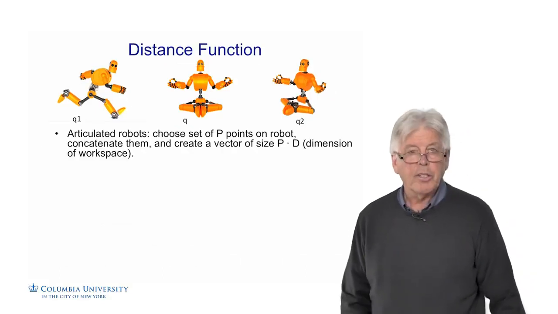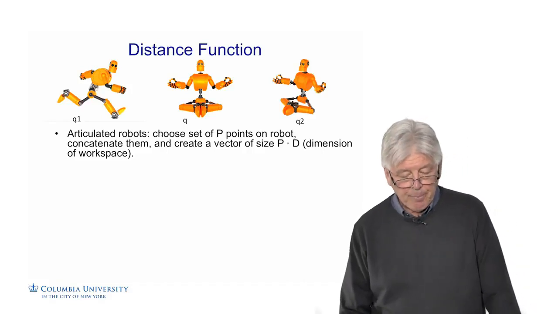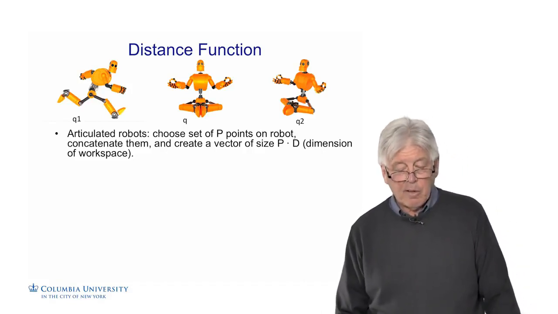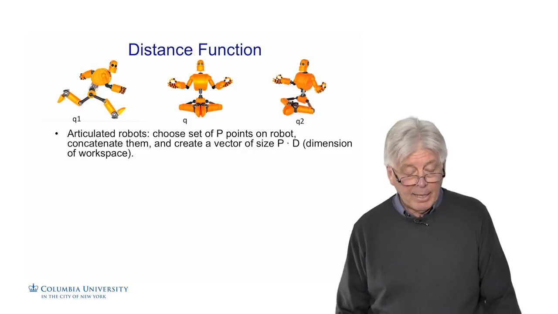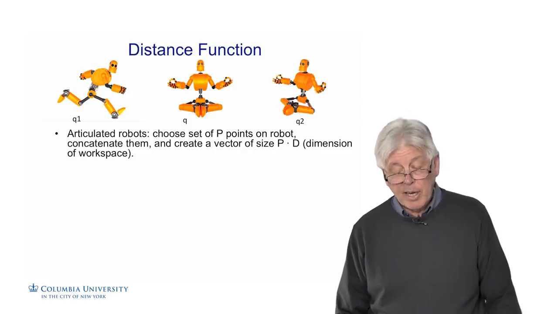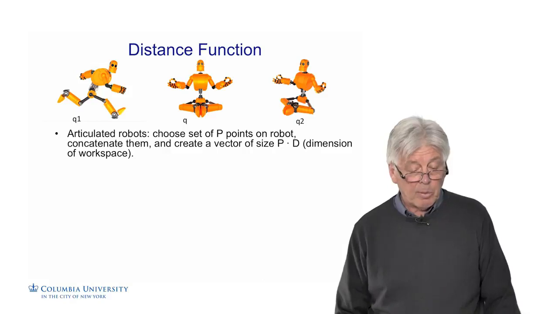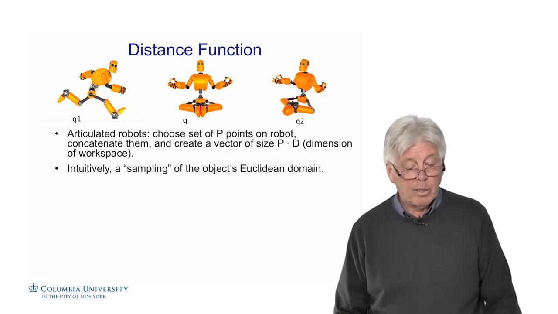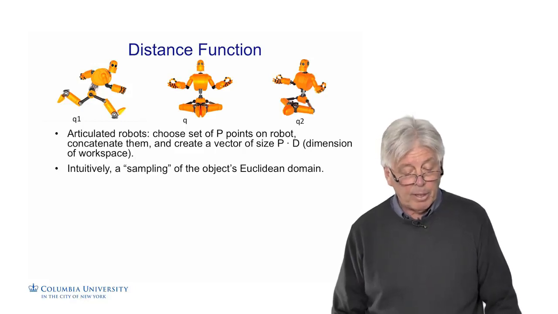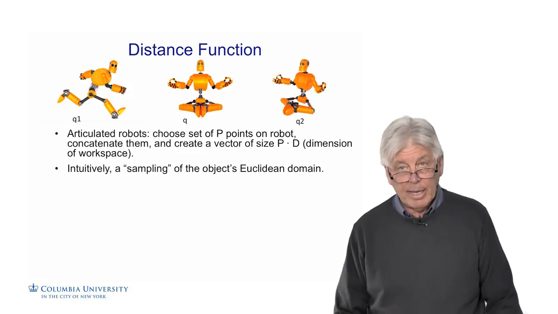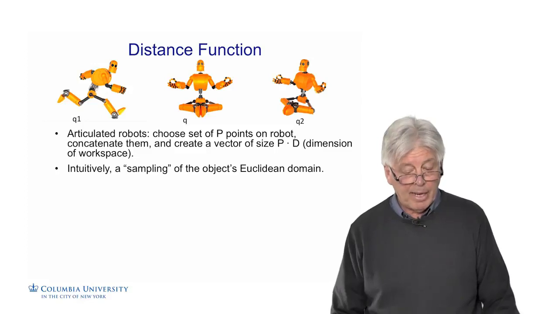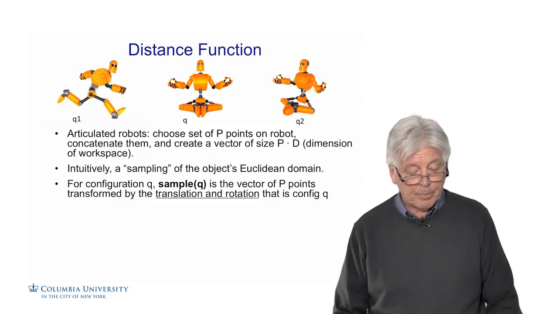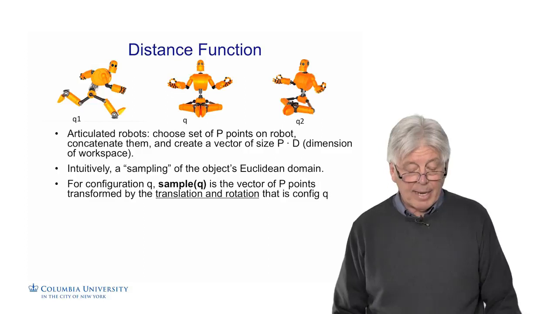So what can we do for an articulated robot like this with many joints? Well, one method is to choose a set of p points on the robot and concatenate them into a vector. The vector is of size p times d, where d is the dimension of the workspace. So this is a regular robot in normal space. We'll take a set of 3D points which are sampled on the object. We may take a point on the top of the head, a point on the end of the hand, a point on the leg, and we can take as many as we want that are identifiable and create a large vector. And we'll call that a sample.